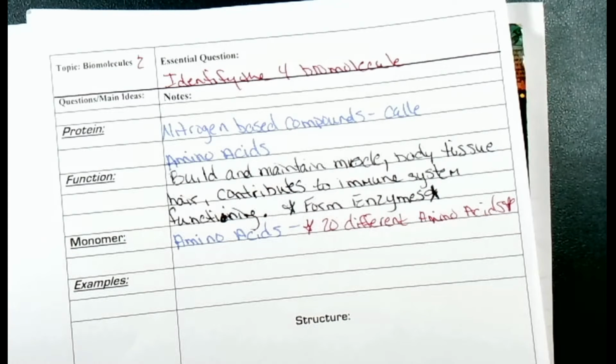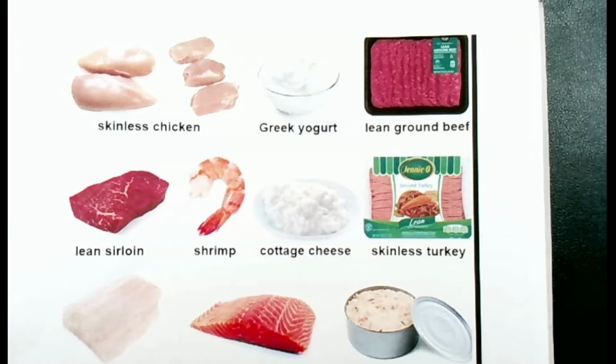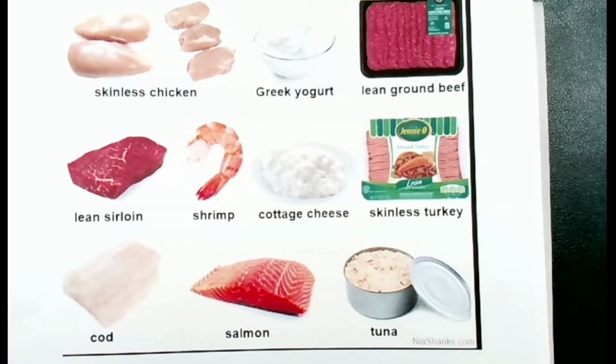So many of y'all are probably accustomed to some of the protein choices. And here's just a little picture of it. You have chicken, you have yogurt. Greek yogurt specifically is higher in protein than regular yogurt. You have ground beef, you have sirloin, you have shrimp, cottage cheese, turkey, different types of seafood, not just cod or salmon, but you have tuna, you have shrimp, crawfish, crab, lobster. All of those are protein choices.